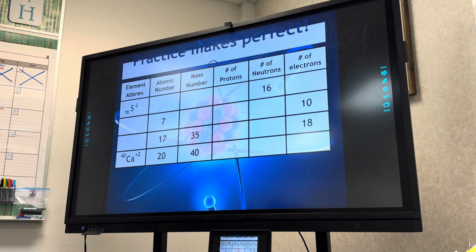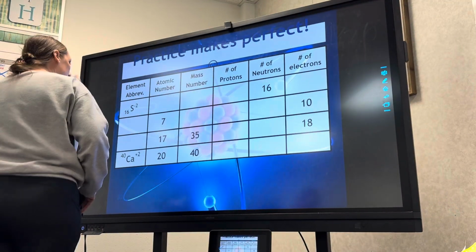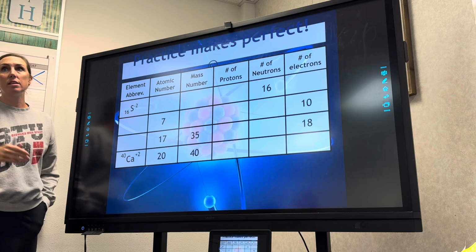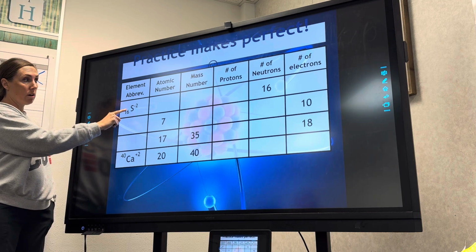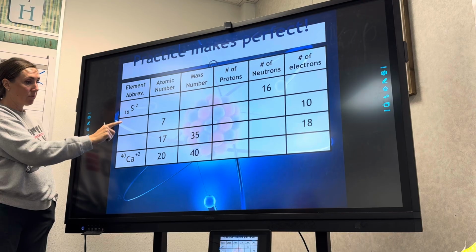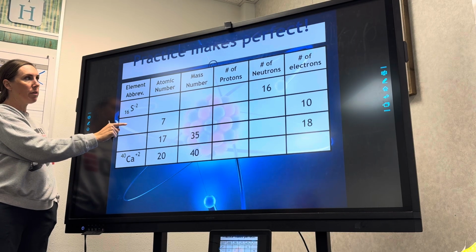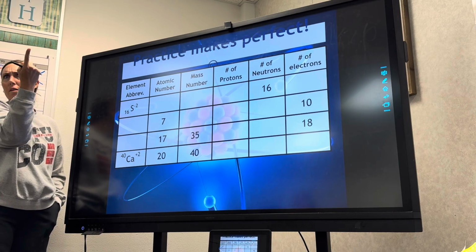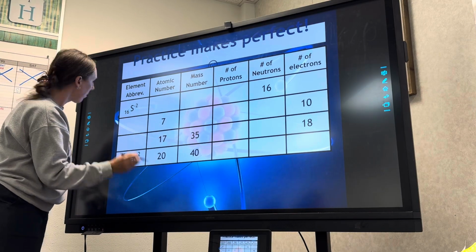Okay, for those of you who are out. So, first off, you can't do any of these unless you know what element it is. Now, they told us this one was sulfur, okay? And they told us this was calcium, but we don't know this one. How can we figure out what this one is if they give us an atomic number? Yeah, so what's number 7? Nitrogen. Perfect.